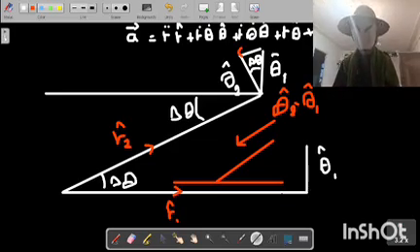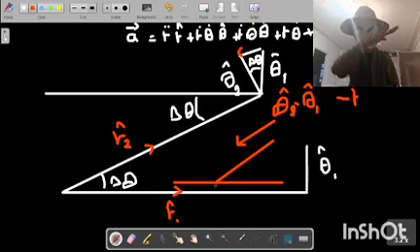So what is the direction of theta hat 2 minus theta hat 1? Well, it's negative r hat, right? This is the r hat, and this is going this way. So instead of going up like this, it's going down like this. So it's a negative part of the r hat. What is the amount of it? Theta hat unit amount is unit of 1.